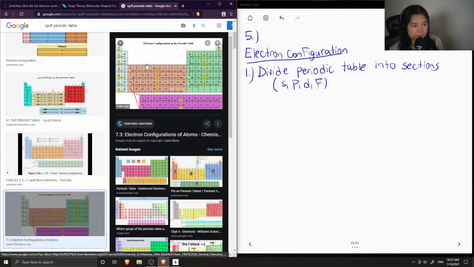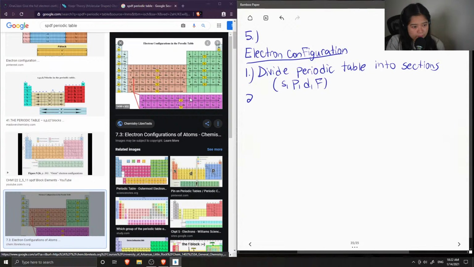So for example, the s block is the first two columns, including helium. It's shown in light blue. So this is the s block. The p block is this whole green rectangle. The d block is the middle transition metals, shown in orange. And then the f block is the last two rows, the lanthanides and actinides in the periodic table. So that's the f block.